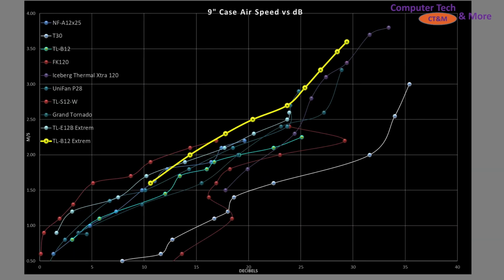And now we have airspeed versus decibels. Decibels is horizontal, airspeed is vertical. And there it is: the TL-B12 Extrem is right towards the top of the graph. It's a very good fan for its job. And even at higher RPMs, it climbs pretty steeply, so it's not just getting noisier.